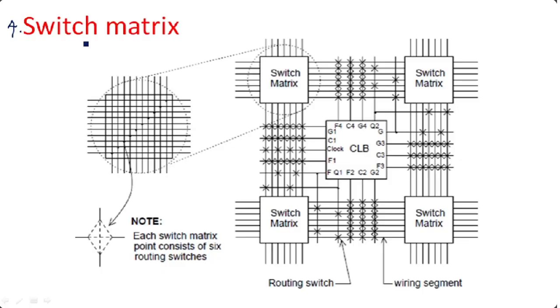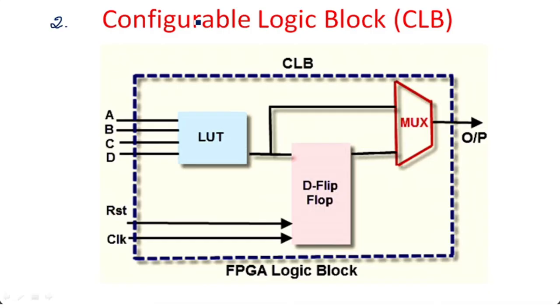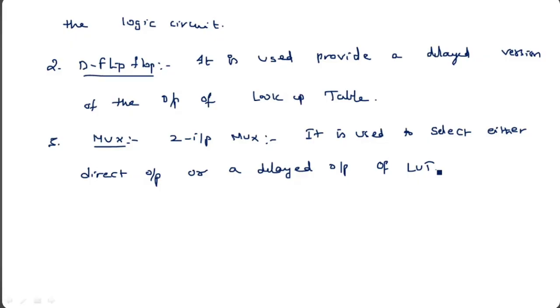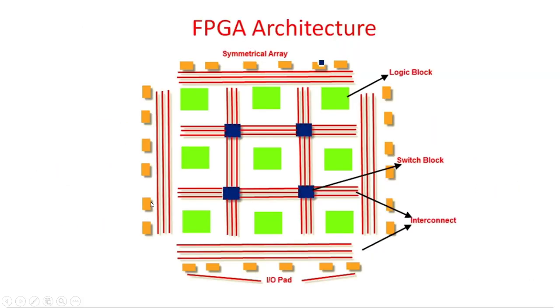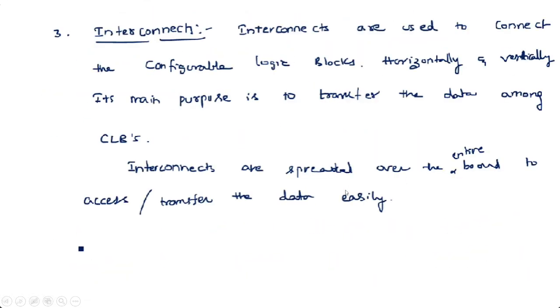Next, you see, this is the CLB, configurable logic block. And next, interconnects. Interconnects we already saw, no? What are these interconnects? The configurable logic blocks are connected with the interconnects. So how is it connected with the interconnect? Interconnects are used to connect, I told you, the configurable logic blocks.